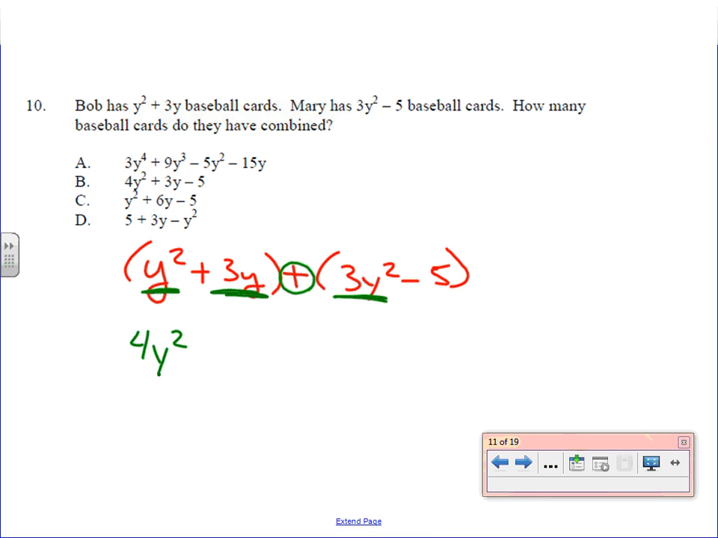This 3y right here, what am I going to add that 3y with? Is there anything I can add the 3y with? No. So all we're going to do is bring it down. There's nothing to add it with, so just bring it down.